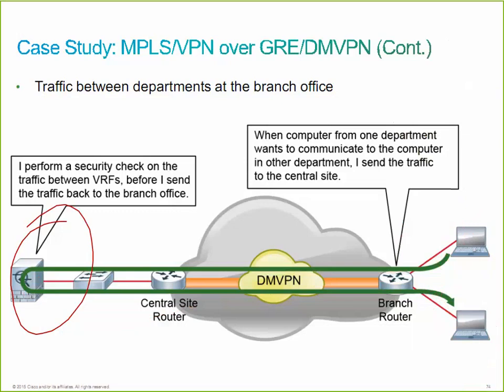So the traffic is leaving the site. It's being routed through the firewall to check the policy. And because the traffic is allowed, it's being sent back to the same site over the same WAN connection. That's what hairpinning is. You can see it right here. That looks like a hairpin, doesn't it?